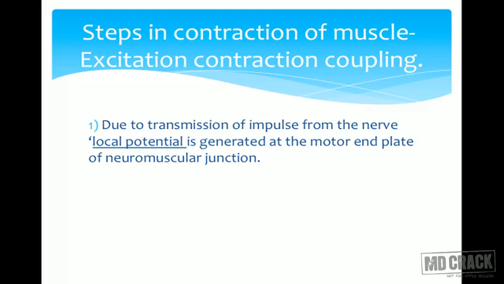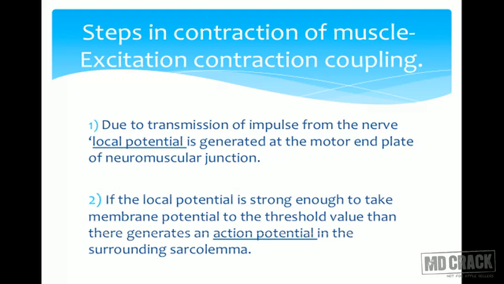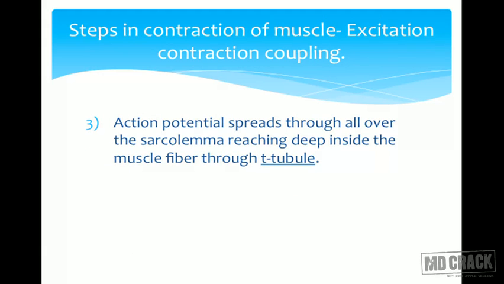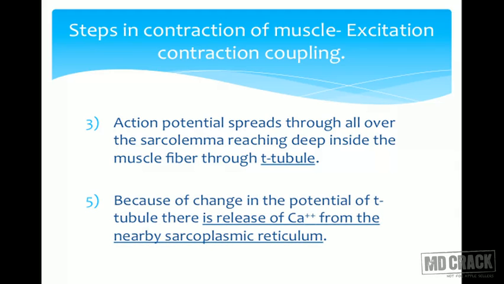What is step number 1? The transmission, neuromuscular transmission. What will it generate? The end plate potential. If the end plate potential is strong enough, it will generate the action potential in the sarcolemma. This action potential will now spread rapidly, go through the T tubule, and reach the triad. So because of that, what will happen now?